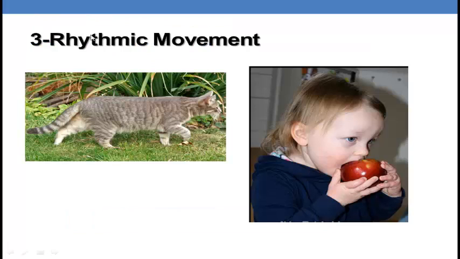Third movement is called rhythmic movement. Actually, rhythmic movement initially has a voluntary component, and then there are alternating contractions, like what occurs during walking and what occurs during mastication.